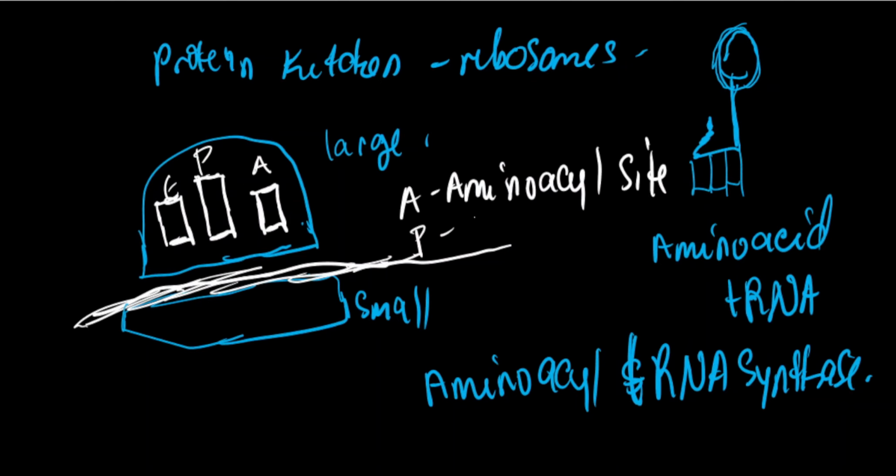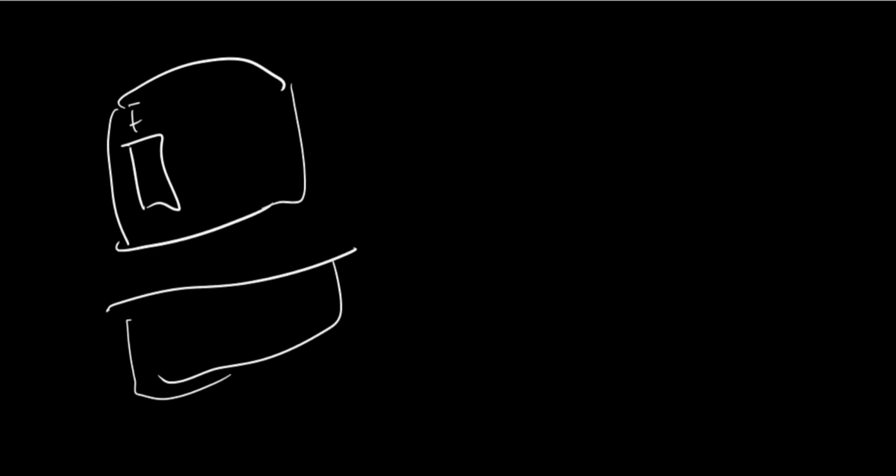The P site is the peptidyl site, and the E site is the exit site. Okay, so very quickly let's take a look at this. This would be the large subunit, this would be E, this would be P, and of course this would be the A site.